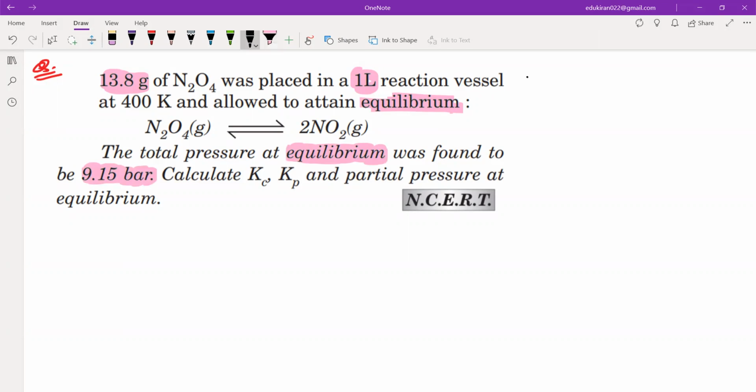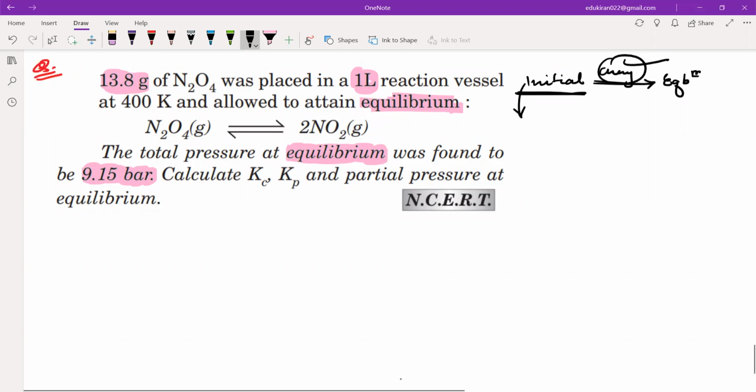So we have initial, then we have change and equilibrium. So change is given, no problem. Okay, what is given? Is the initial given? Is anything about the initial given? What is given about the initial? कुछ दिया है कि नहीं दिया initial का? Mass is given. So from mass you can calculate the number of moles.